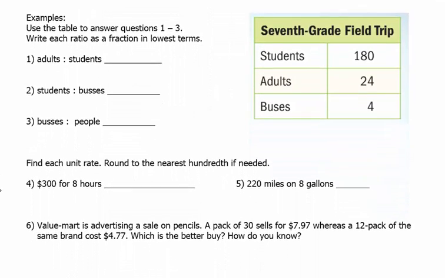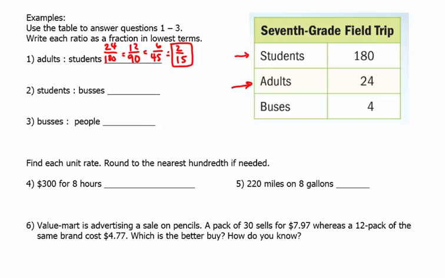Use the table to answer questions 1 through 3. Write each ratio as a fraction in lowest terms. So every time we write ratios, we reduce them if we can. So for number 1, we're comparing adults, that's 24, compared to students, that's 180, and I know this reduces by at least 2, so 12 over 90, that can reduce by 2, that's 6 over 45, and that can be reduced by 3, so that would be 2/15.